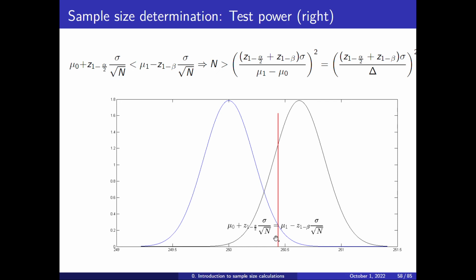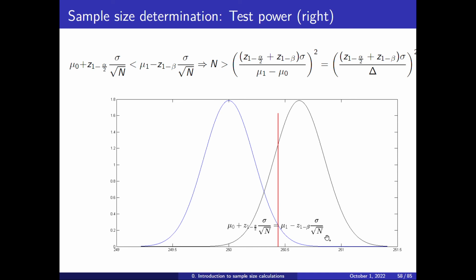And I can see what the expression of this critical line is if I'm coming from the null hypothesis. It will be the mean plus z of 1 minus alpha half times this. Or I can also express it as coming from the right. When you come from the alternative, this point is mu1 minus, and now we have z of 1 minus beta times sigma divided by square root of n.